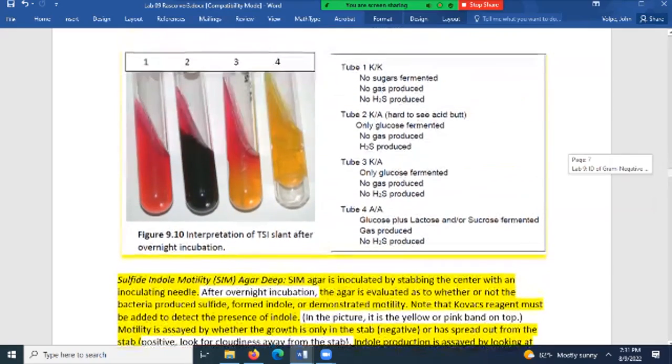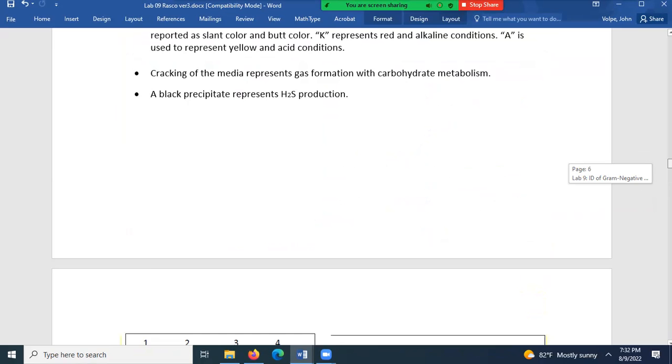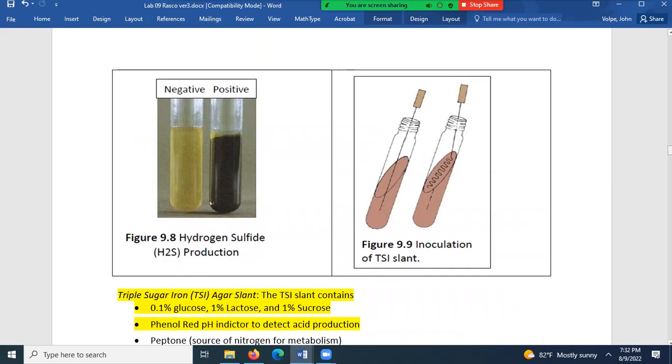You can also test hydrogen sulfide production in the triple sugar iron tube, in which case the bottom of the tube will turn black. Usually the top of the tube, the slant, is not black. Like I said, that is because hydrogen sulfide is usually produced under anaerobic conditions, and the slant is aerobic. All right, any questions about hydrogen sulfide production?